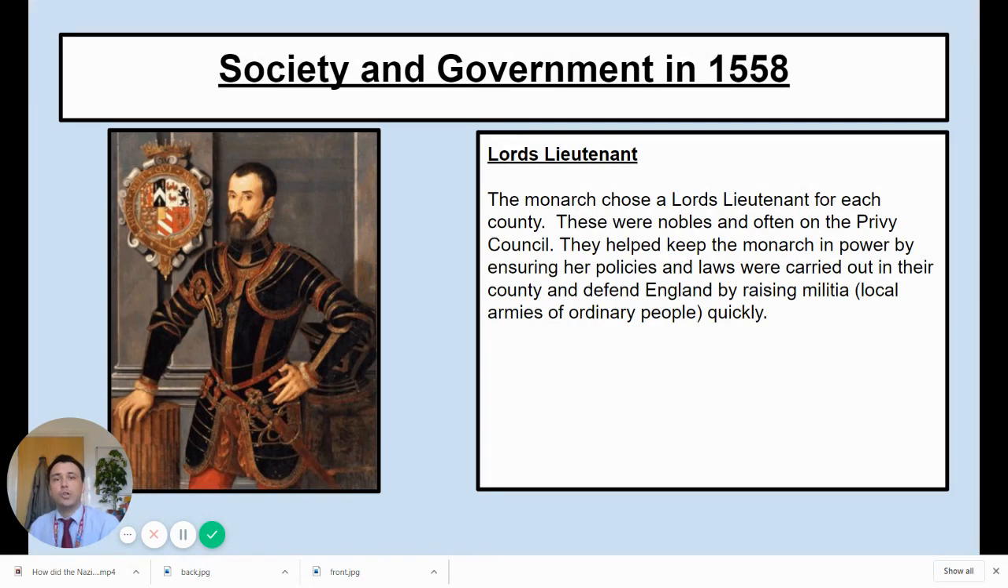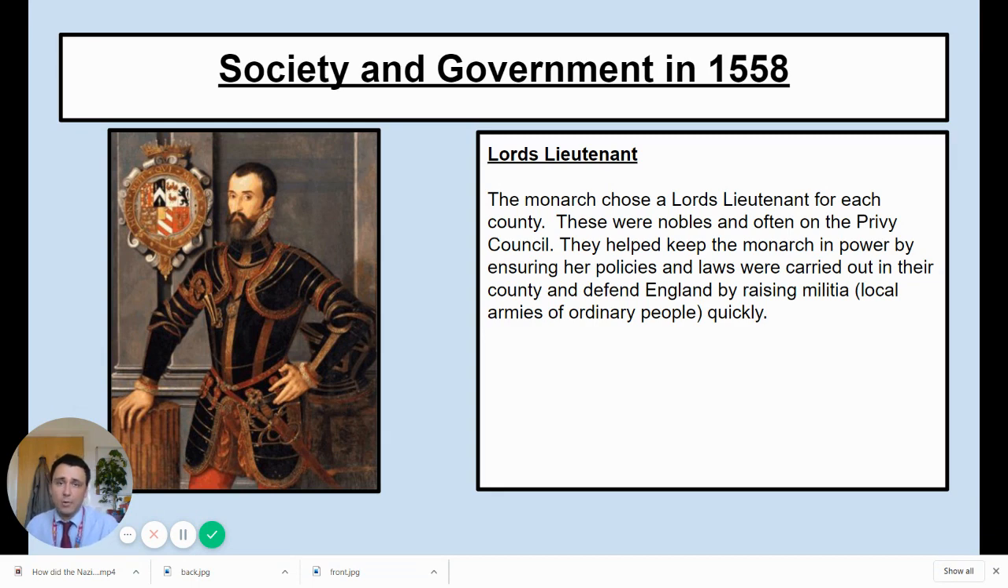Apart from that, you've also got the Lord's Lieutenant. So the monarch chooses a Lord's Lieutenant for each county. These were noble people again. You don't have the vagrants, the homeless being Lord's Lieutenants. And often they're on the Privy Council as well. They're one of those 19 people.